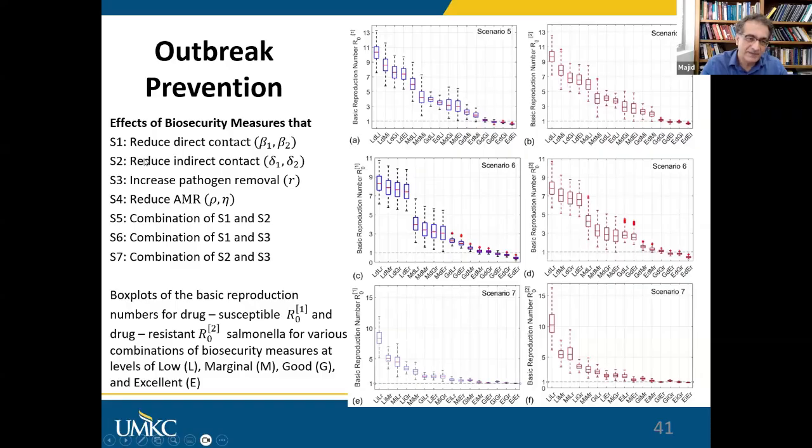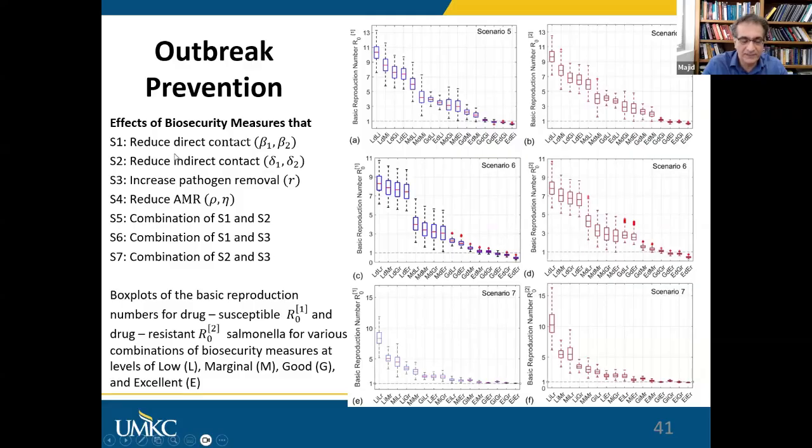Scenario 1 is basically reducing direct contact. Scenario 2, reducing indirect contact. Increasing pathogen removal from the environment, that was scenario 3. And you can see that scenario 4 is for reducing the use of antibiotics. And scenarios 5, 6, and 7 are combinations of these cases.